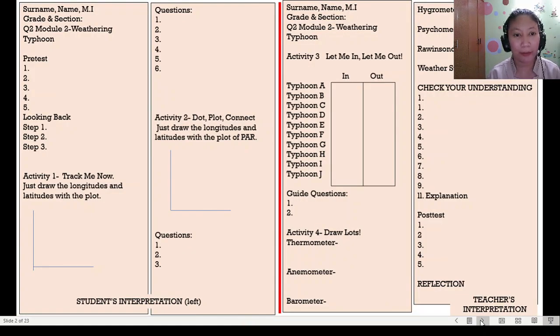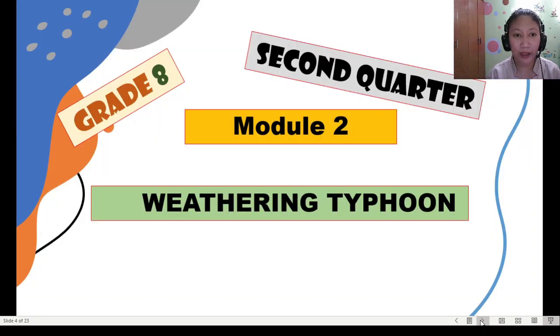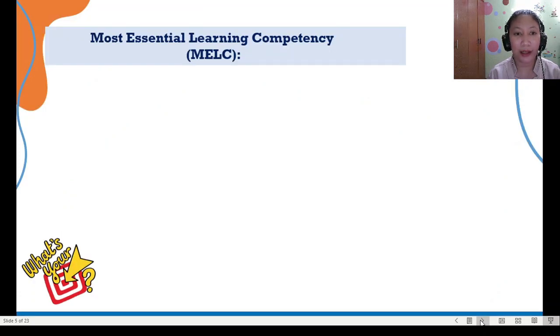Before we proceed to our pre-test, just a little reminder. We follow the usual pattern in transferring your answers to your ISN. And again, you will capture a picture of your ISN and upload it to the album for Quarter 2, Module 2, Weathering the Typhoon. So let's proceed now to Module 2, Weathering the Typhoon.